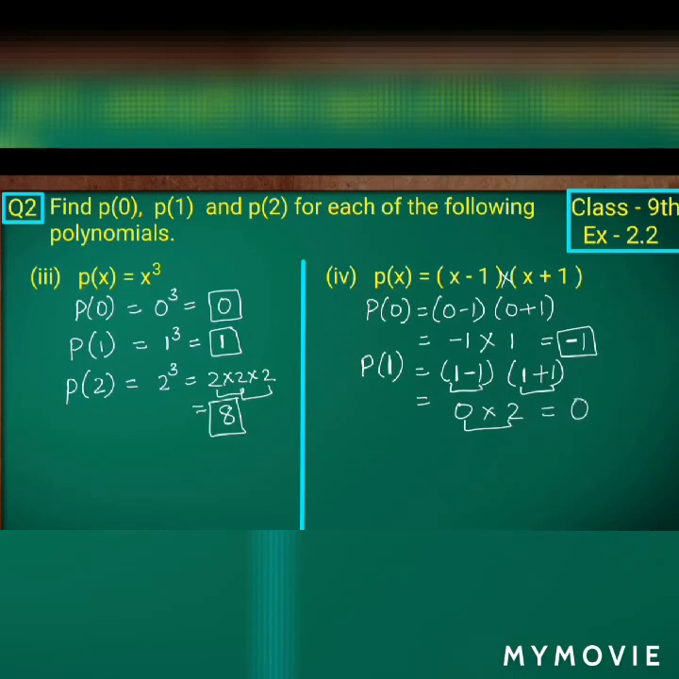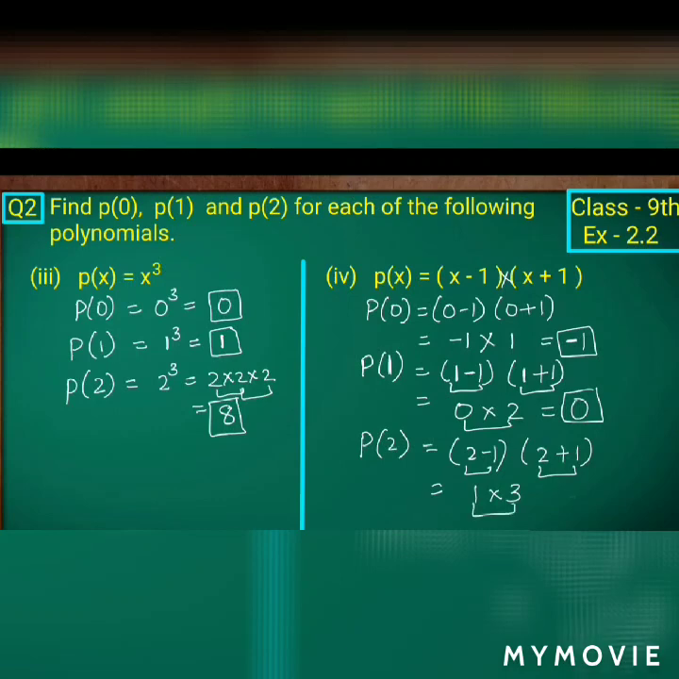In the same way, when I am taking 2, P of 2 is equal to, in the place of the variable I am going to substitute the value 2. 2 minus 1 into 2 plus 1, isn't it? 2 minus 1 is what? 1. 2 plus 1 is 3. So 1 into 3 is 3. So P of 2 here we got 3.